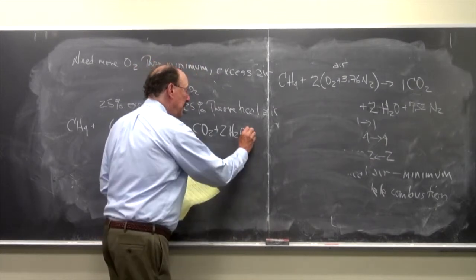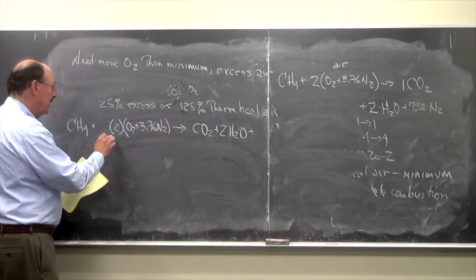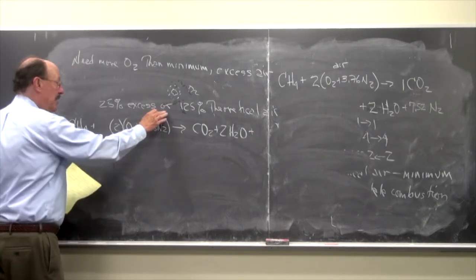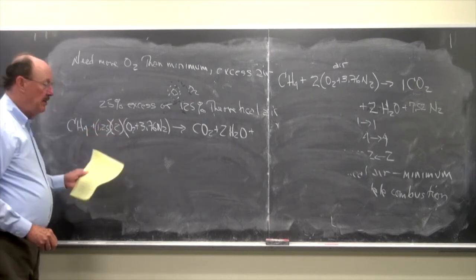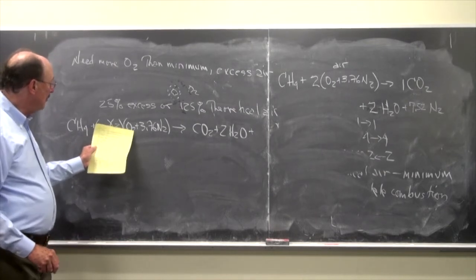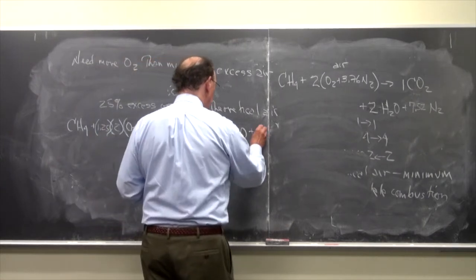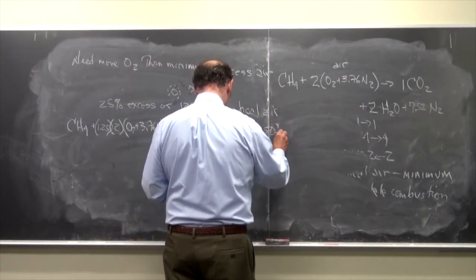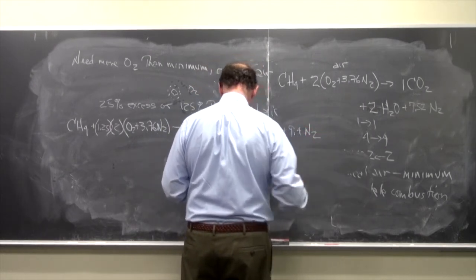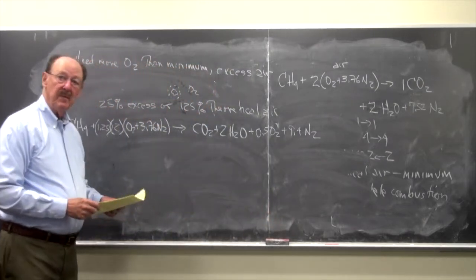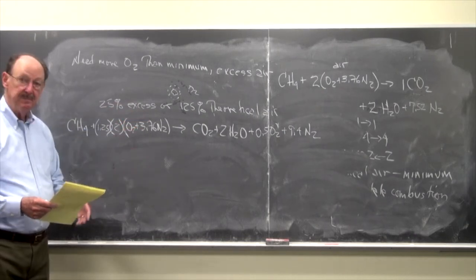And now, because there's excess air, there's going to be more air left over because this is for 100%, I want 125, so I multiply by 1.25. So when I do that, there's going to be oxygen left over and there's more nitrogen. So in this case, we have plus 0.5 O2 plus 9.4 N2. And so now we've balanced the equation for 125% theoretical air.